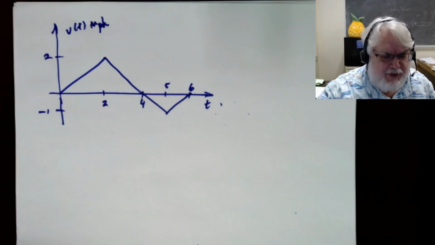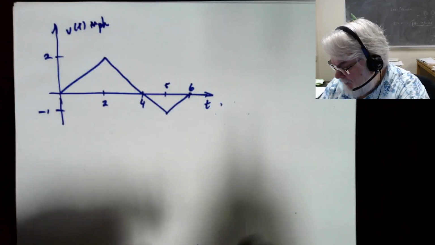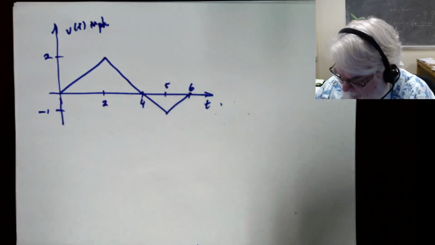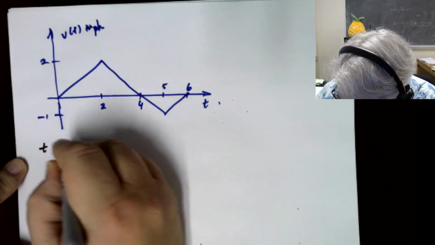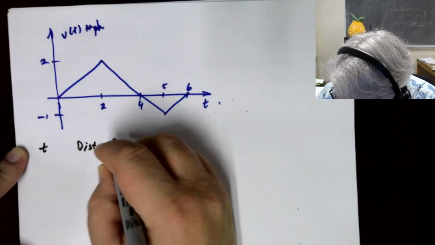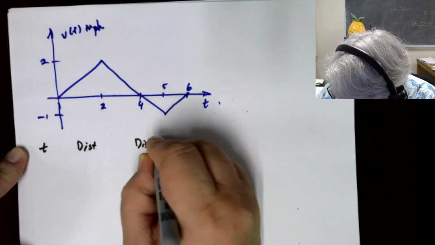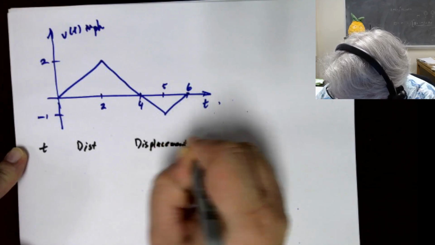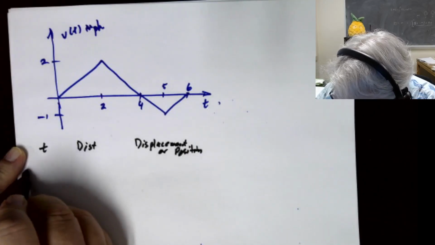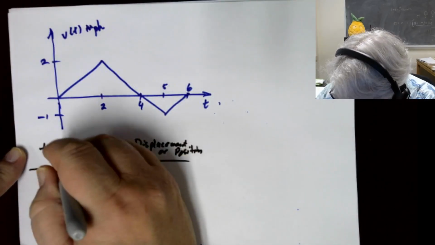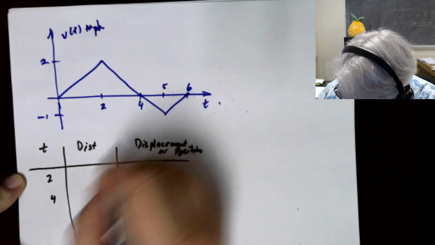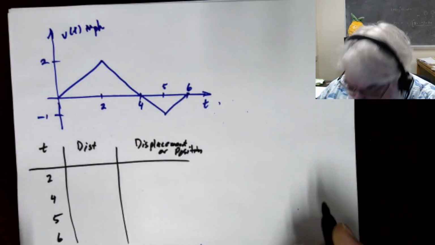And we're going to figure out the difference between displacement and distance for each value of time. So for different values of time, we'll compute the distance traveled, and then we'll compute the displacement, which is also the position at different times. Okay, so let's go with time 2, time 4, time 5, time 6.